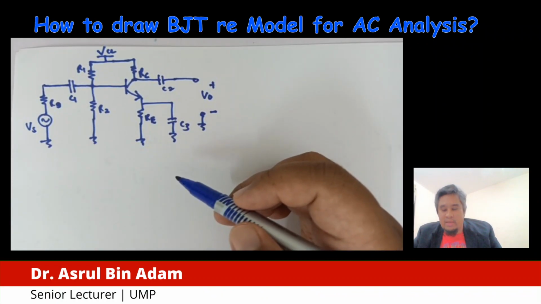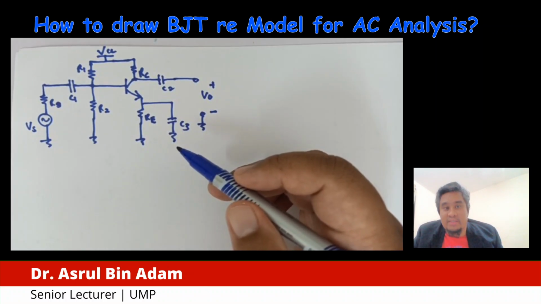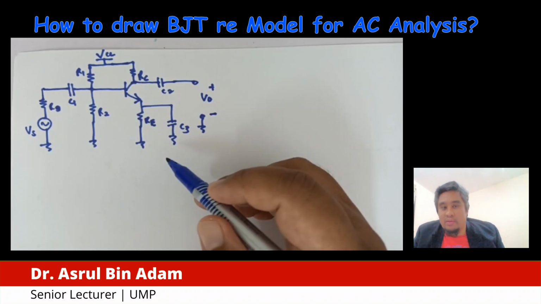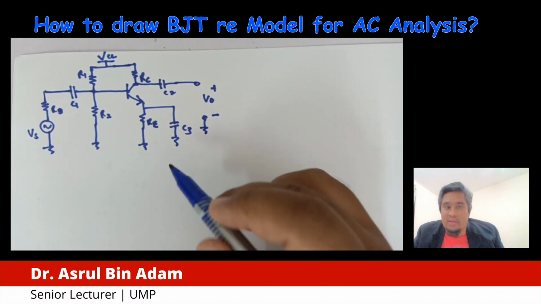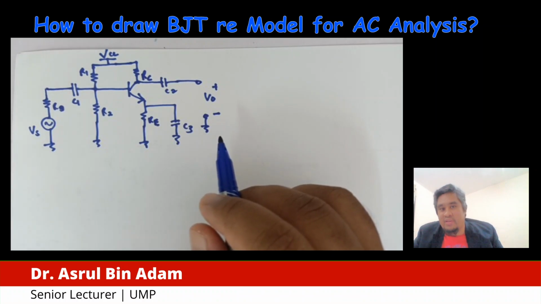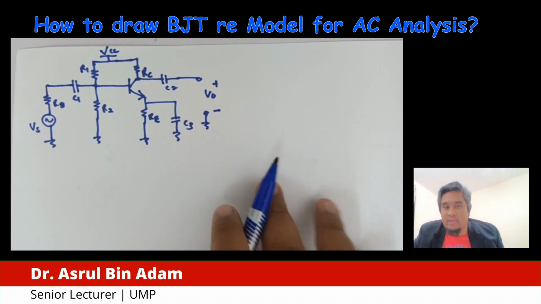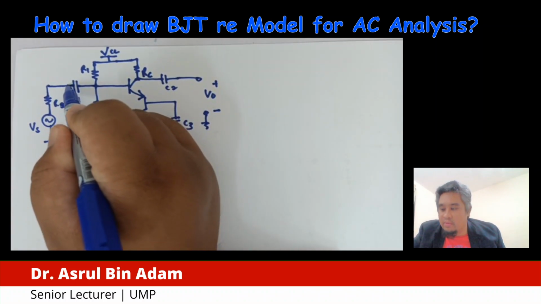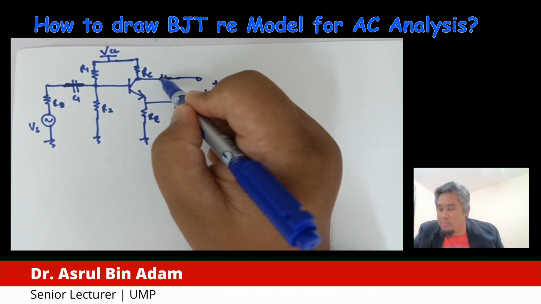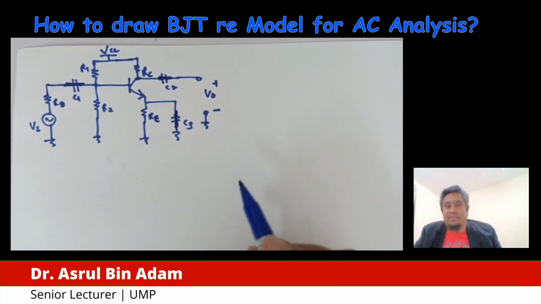First we have to redraw the original circuit for the BJT, like this one. Next, we are going to implement the two main steps in order to draw the RE model for AC analysis. The first step is to replace every capacitor with a short circuit. This C1 we replace with a short circuit, this one too, and C3 we replace with a short circuit.